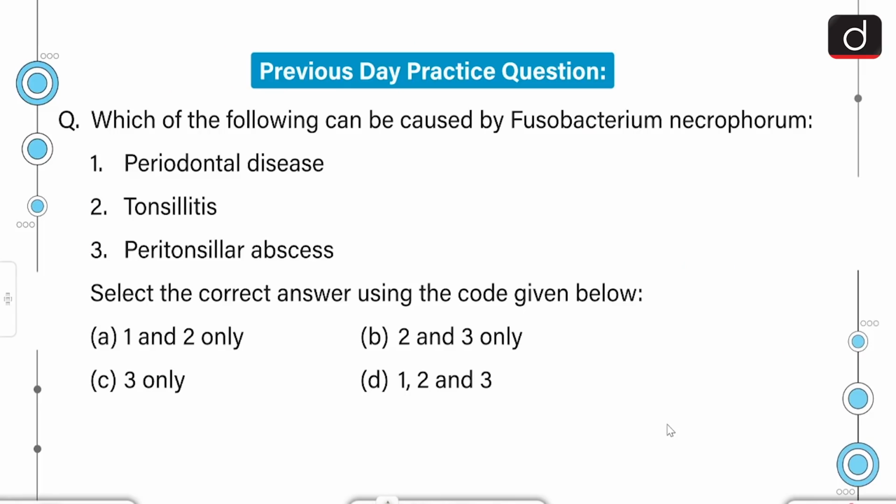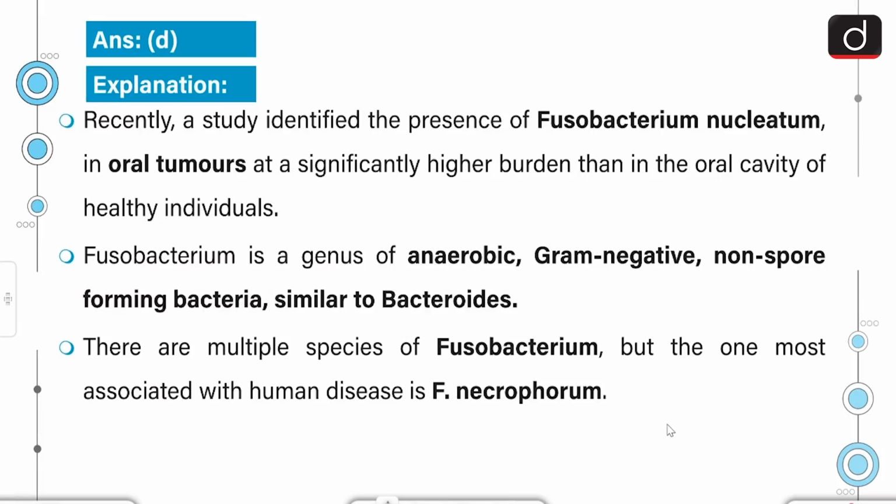Let's start with the practice question of the last segment. Which of the following can be caused by Fusobacterium necrophorum? Periodontal disease, tonsillitis, peritonsillar abscess. So we have to select the correct answer using the codes. All the three are caused by Fusobacterium necrophorum. D is the correct answer.